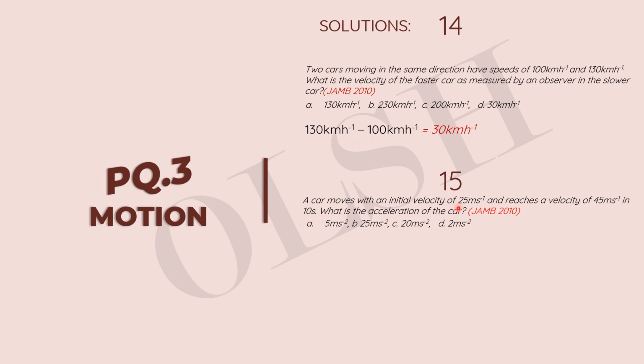Okay, so number 15. A car moves at an initial velocity of 25 meters per second and reaches a velocity of 45 meters per second in 10 seconds. What is the acceleration of the car? Okay, so this is simple. We have initial velocity and final velocity, and we're given time to be 10 seconds. Acceleration is change in velocity over time. So we have 45 meters per second minus 25 meters per second, that's v2 minus v1, final velocity minus initial velocity, divided by time, 10 seconds, and we get the answer to be 2 meters per second squared, which is D.